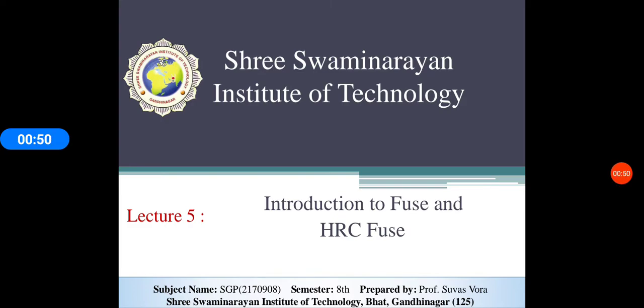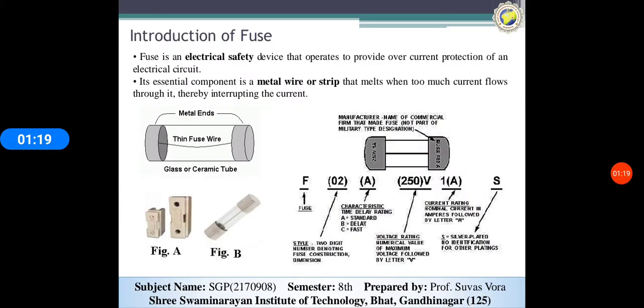So in the last chapter we studied the basic information of the protection system. We know that power is transmitted in three parts: generation, transmission and distribution. So basically this chapter applies to transmission line systems. So we start with the fuse. What is a fuse? Basically, a fuse is an electrical safety device that operates to provide overcurrent protection of an electric circuit.